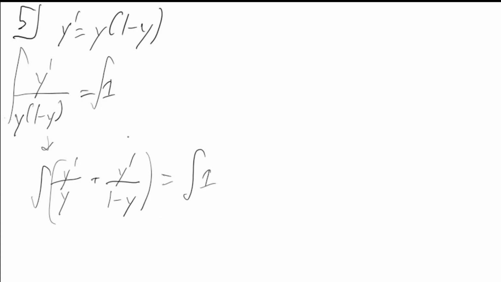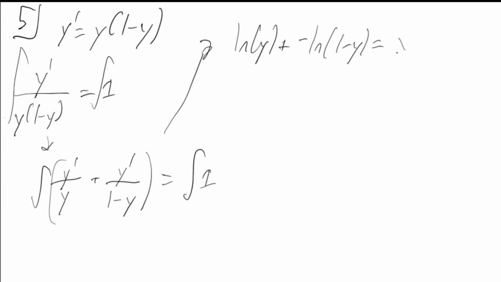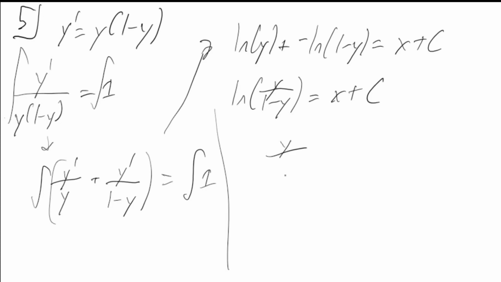Now this is in a form that's a lot easier to integrate. So the antiderivative of the left-hand side is just ln of y plus negative ln of 1 minus y. And then the right side is just x plus c. And using logarithmic rules, we could rewrite this left side as ln of y over 1 minus y. And then we could exponentiate both sides to get y over 1 minus y equals e to the x plus c, or a e to the x.